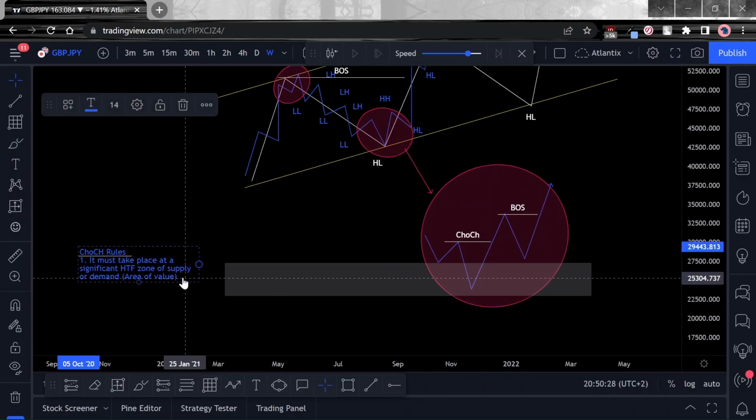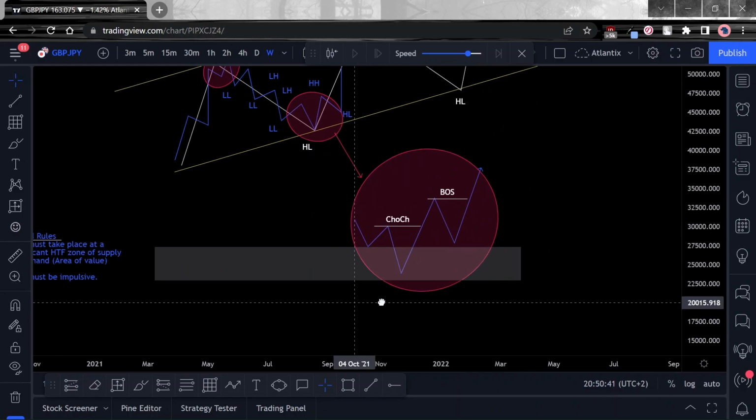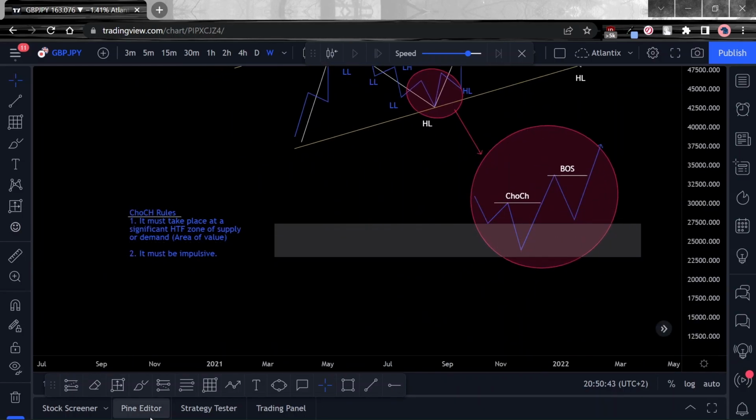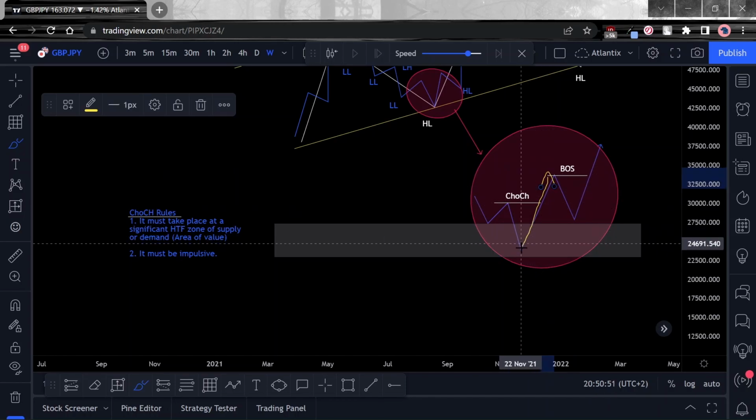Let's go to rule number 2. Rule number 2 is it must be impulsive. Right, so we're still looking at a bullish scenario. What we mean by saying the change of character must be impulsive is this move up must show you that the buyers are committed enough to push price further up.